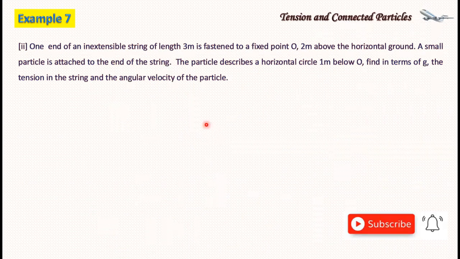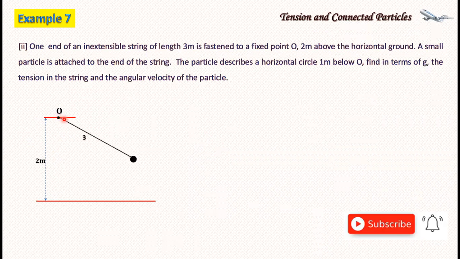So we have one end of an inextensible string of length 3 meters fastened to a point O, and we are told that it is 2 meters above the ground. So it is fastened at this point. A small particle is attached to one end of the string. The particle describes a horizontal circle 1 meter above the ground. So the distance from this particle to the ground here is 1 meter. You can form a small triangle there, as you can see. And we are now to find, in terms of g, the tension in the string and the angular velocity of the particle.